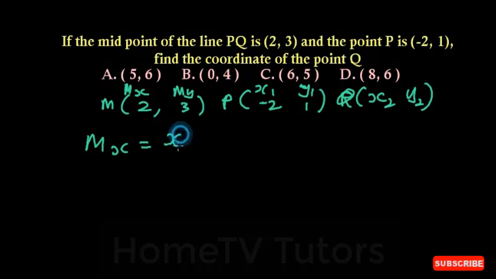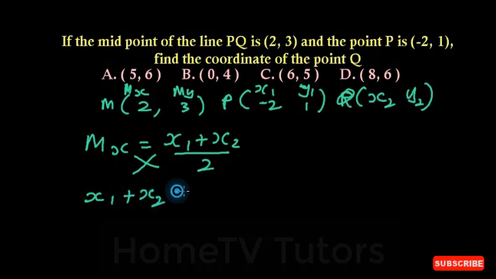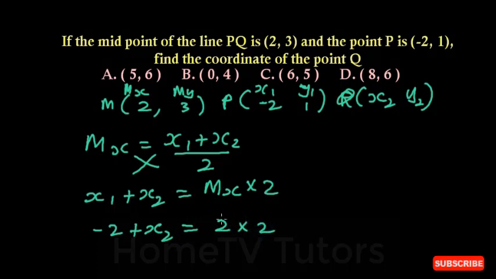Alright? So now we have mx equals x1 plus x2 divided by 2. Cross multiply, we have x1 plus x2 equals mx times 2. x1 is given as -2, plus x2, equals mx, given as 2, times 2. So x2 equals 2 times 2, 4. When this comes to the other side, it becomes plus. So we have x2 as 6.